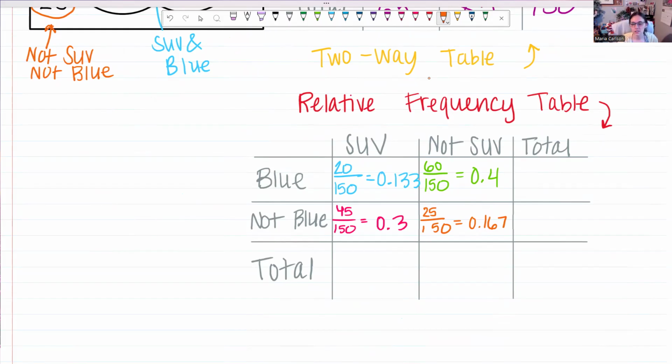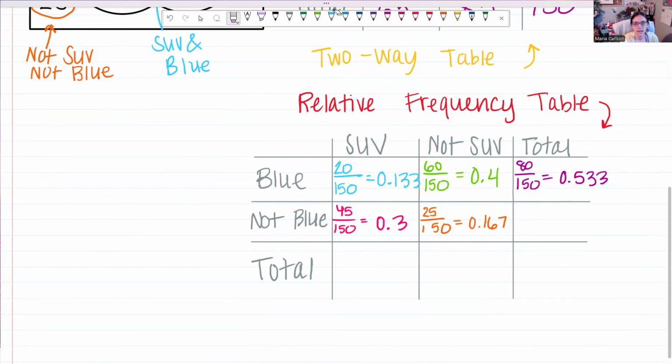All right, now let's look at these totals. And these totals oftentimes are called the marginal frequencies, and we're going to write that in a second. But the total number of blue vehicles, there were 80 out of the 150 in total. And if you divide 80 by 150, or if you simply add up the 0.133 and the 0.4, you'll get the same amount, 0.533 repeating.